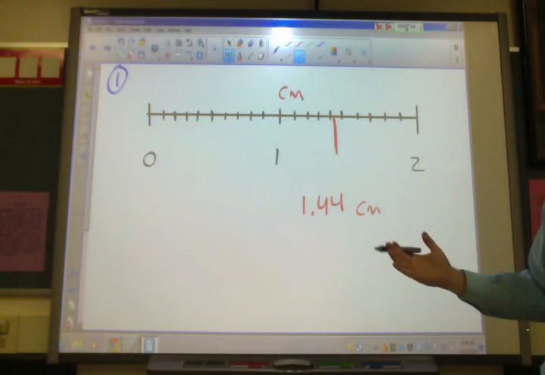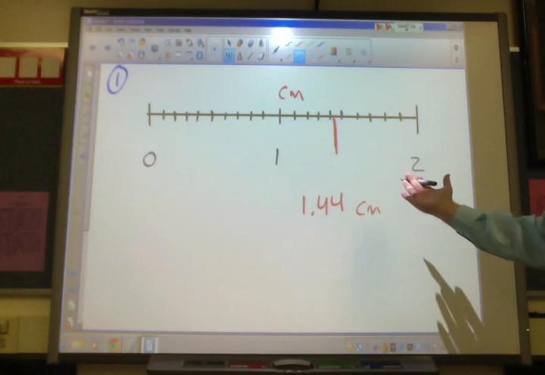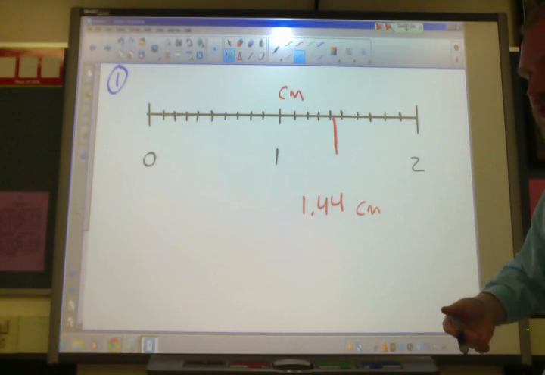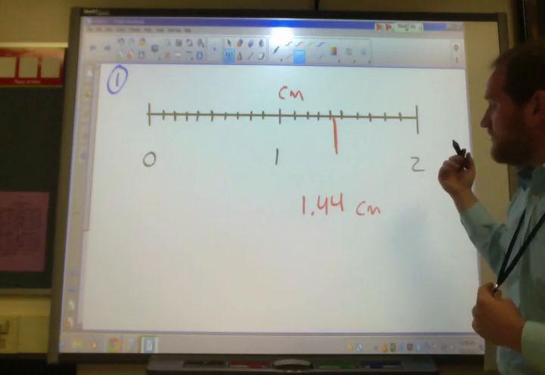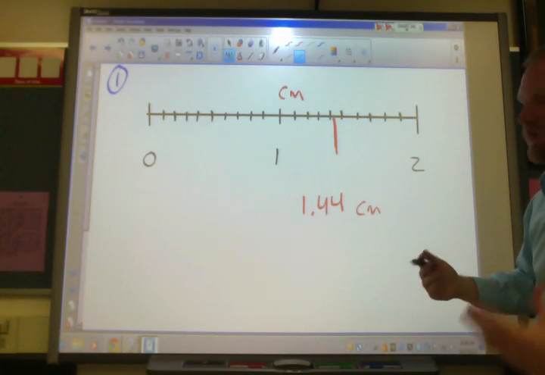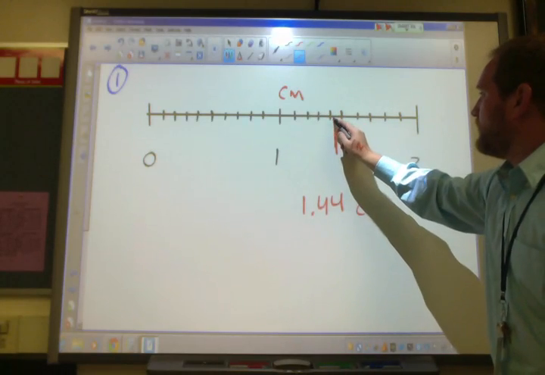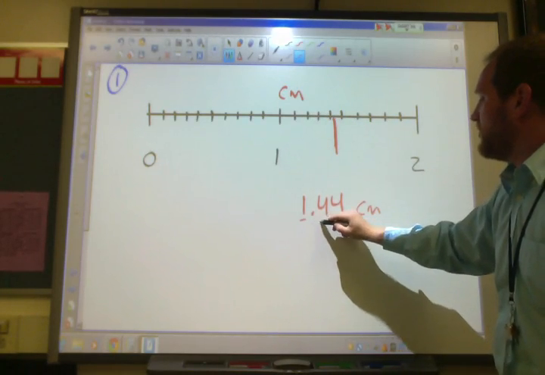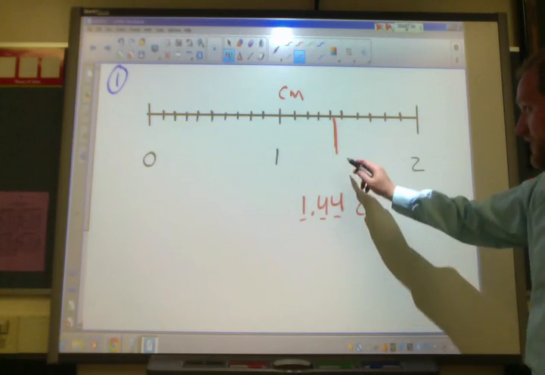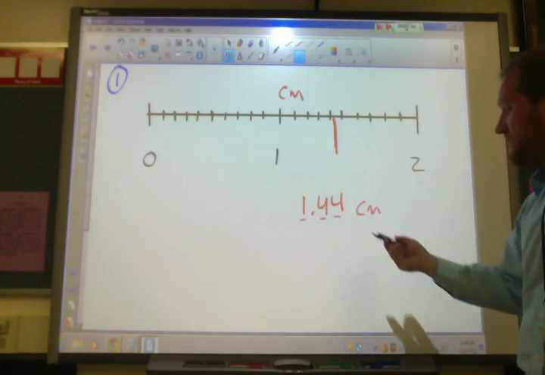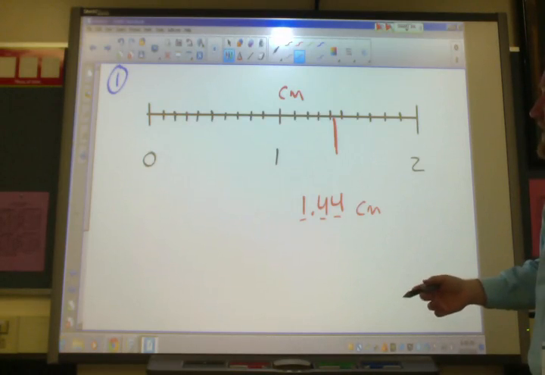I mean, this is something everyone knew how to do coming into class. So I don't want you to try to relearn how to do this. This is very basic. I just want to show you what you're doing when you make this measurement. You're recording everything you know, and you're recording one unknown digit. So you know it's between 1 and 2. You know it's between 1.4 and 1.5, so that's known, and then you're guessing 1. This last 4 is totally up to you. If you said 3, that's fine. If you said 2, if you said 5, that's all fine. So that's how we're going to take measurements in here.